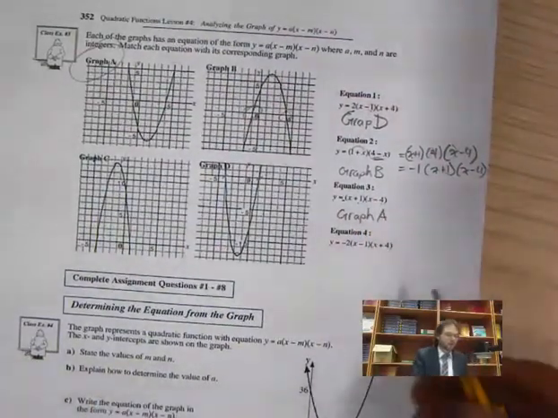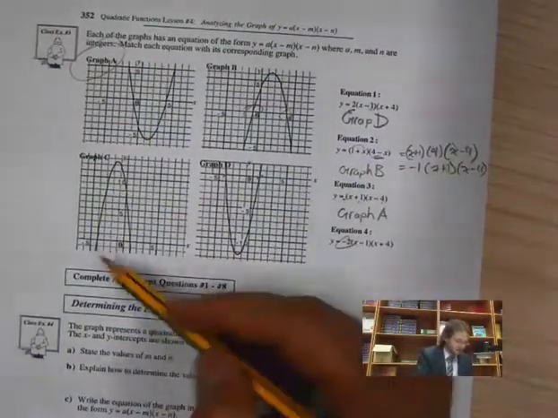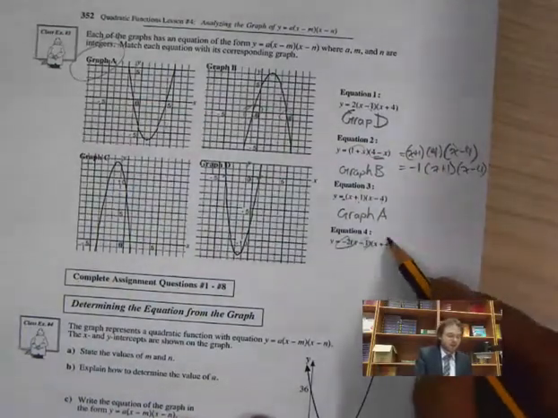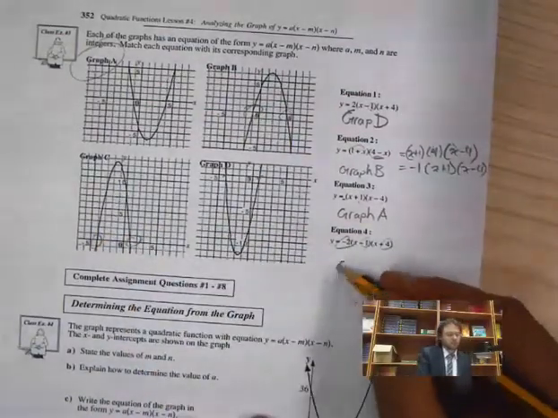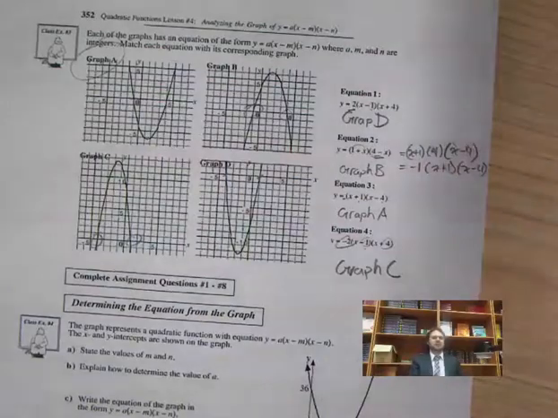And the last one has to be graph C, but let's double check. Is it opening down, graph C? Yes, opening down. Now it says my intercepts are positive 1 and negative 4. Positive 1, yes, and negative 4, yes. So it's graph C. So I'm pretty sure I didn't make a mistake.